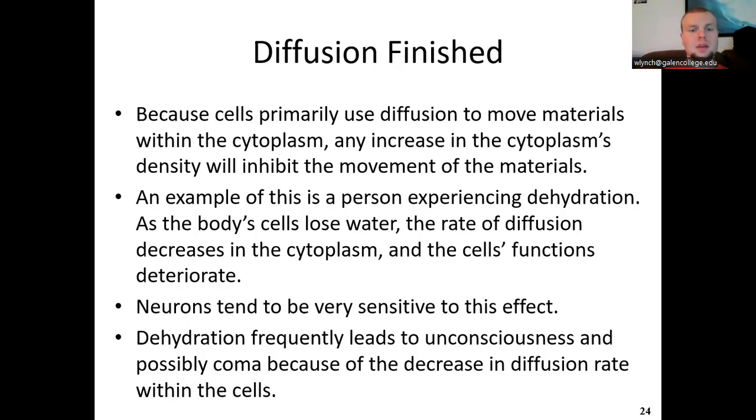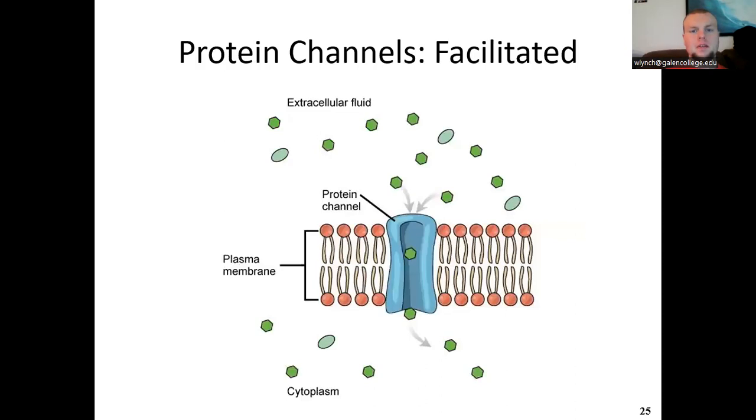So over time, we will see that severe dehydration leads to several symptomologies. Usually neurological impulses are the first to go. Dehydration will lead to unconsciousness eventually, and then possibly coma if we have diffusion rates that are very, very slow.